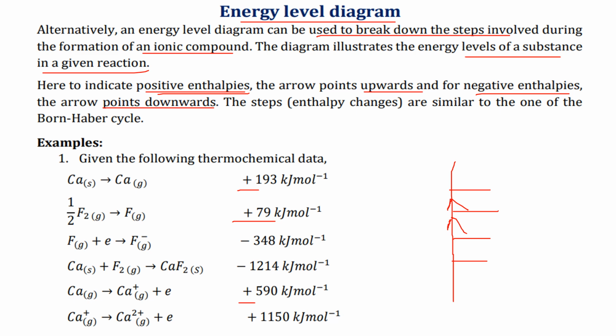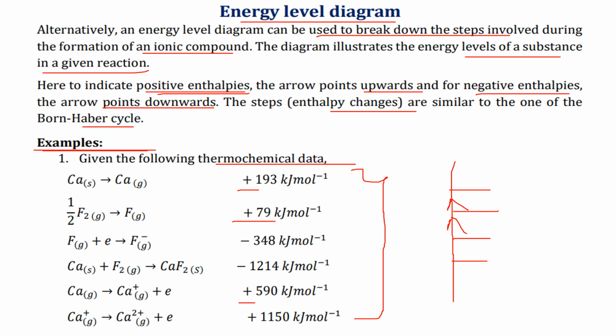And therefore, the steps or the enthalpy changes are similar to the one of the Born-Haber cycles. So let's look at the examples to elaborate that, from theoretical to practical. We are given the following thermochemical data. Remember, it's the same as the example that we did earlier on, but that example we did using the Born-Haber cycle, so we are going to do it using an energy level diagram.